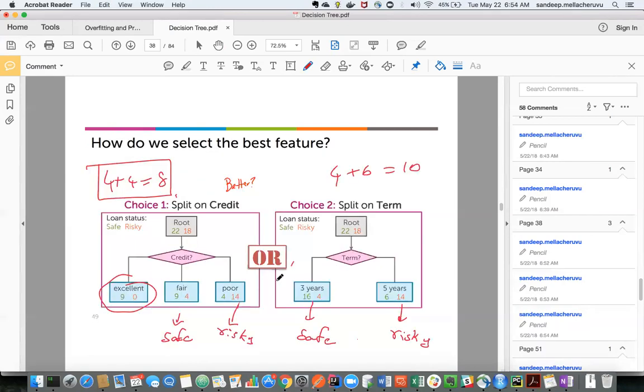Now, are you clear with this criteria? Number of mistakes you do. Very simple. On the training data set, go and validate how many times you made a mistake. If you're doing more mistakes, then obviously you're wrong. And on this pure node, you don't do any mistakes because you always predict safe, and all the 9 are saying it is safe only.